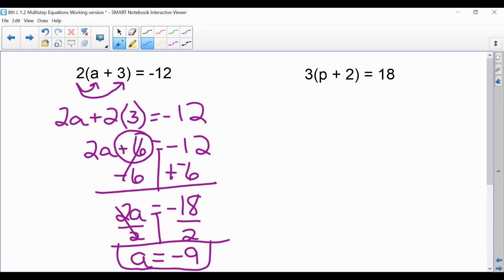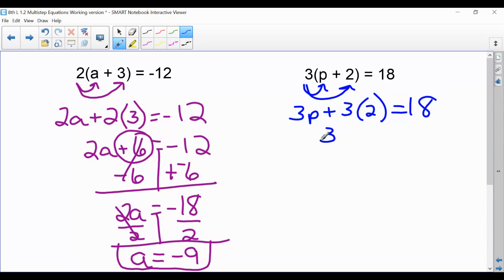And the last one over here says 3 parentheses p plus 2 equals 18. So that 3 is going to get distributed to everything inside the parentheses. So we have 3p plus 3 times 2 equals 18. 3p plus 6 equals 18.